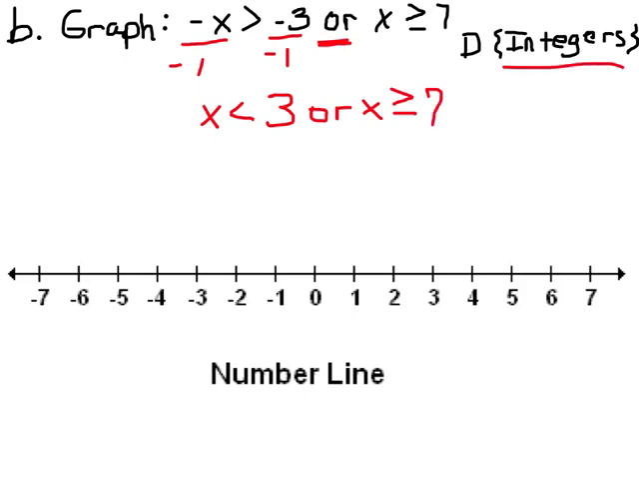So our domain is integers on this. It's less than 3, so I can't start with 3. I can start with 2, 1, 0, negative 1, and so forth. Or it is equal to or greater than 7. So it includes 7, and the next one would be 8, 9, and so forth. My number line doesn't go up that high, but that is what you'd want to do. Integers always means it's going to be dots on the number line.